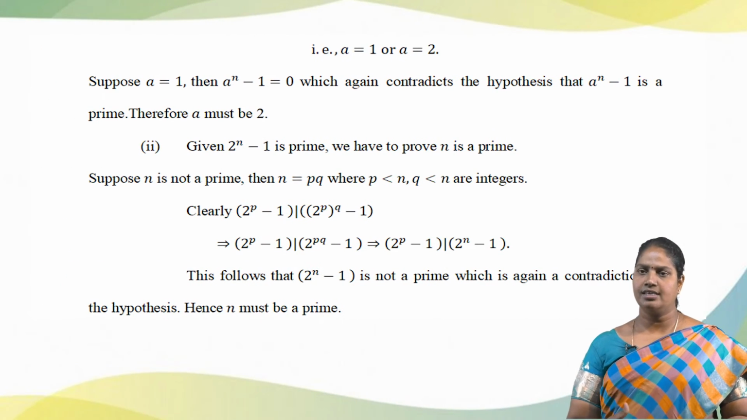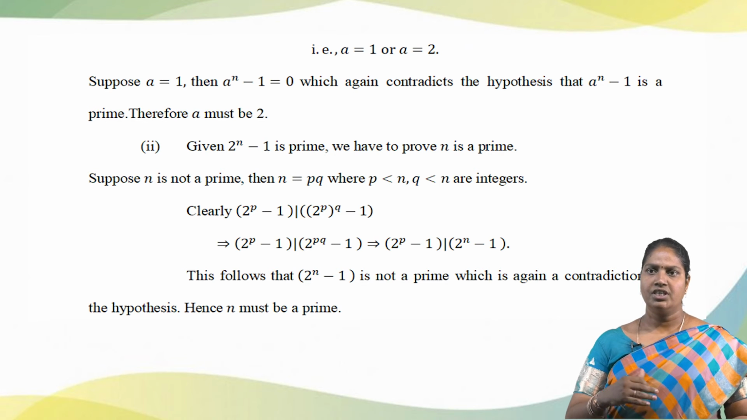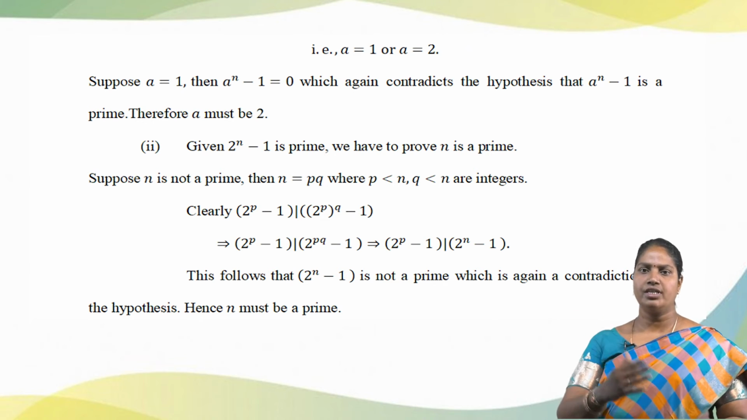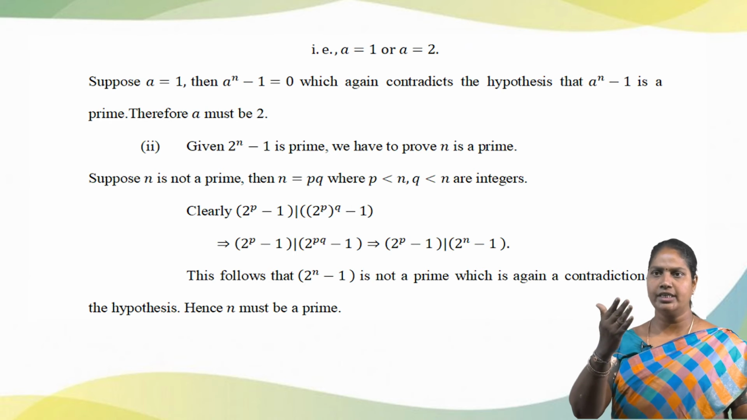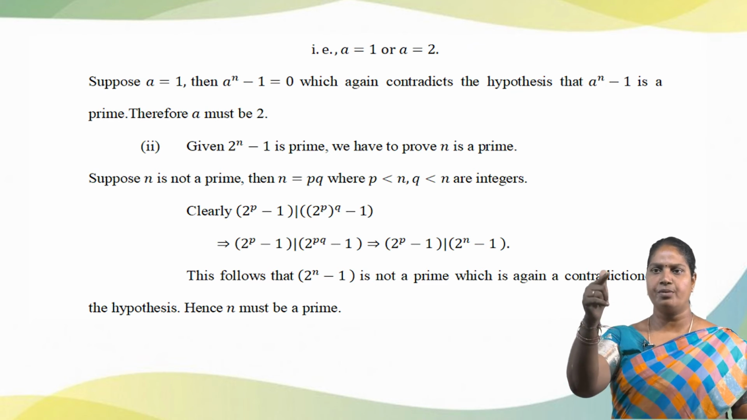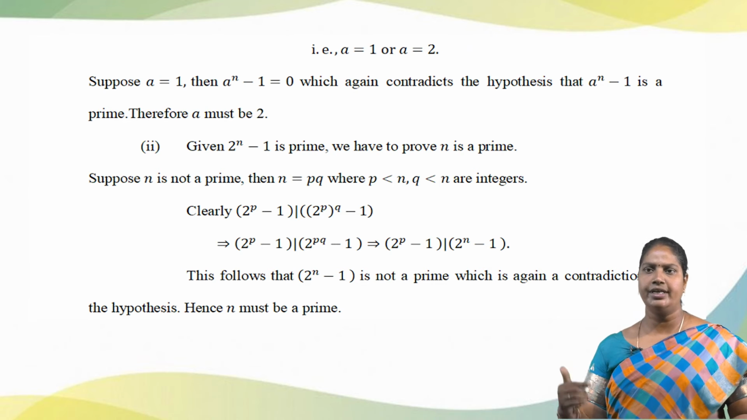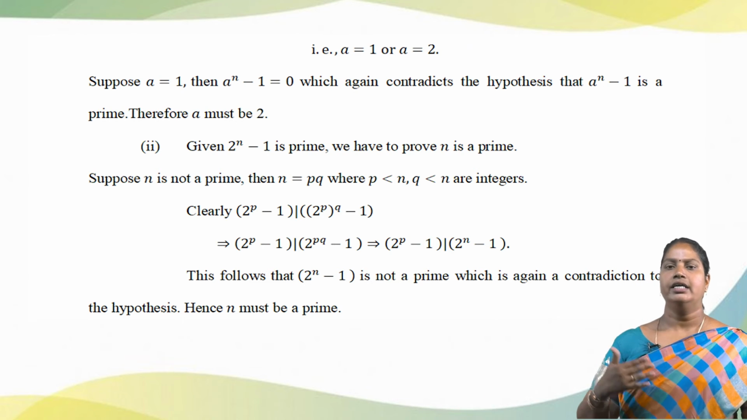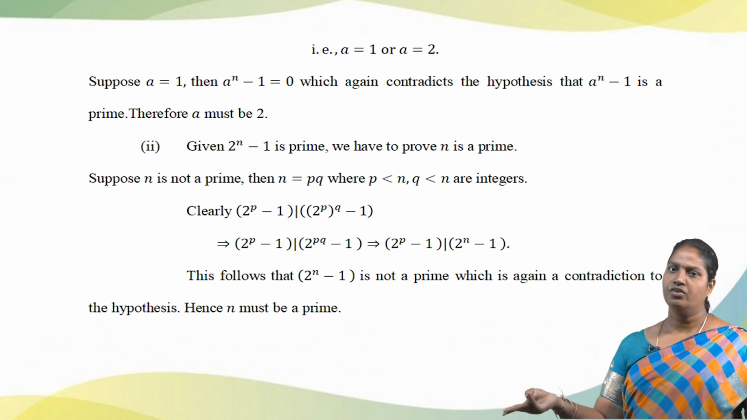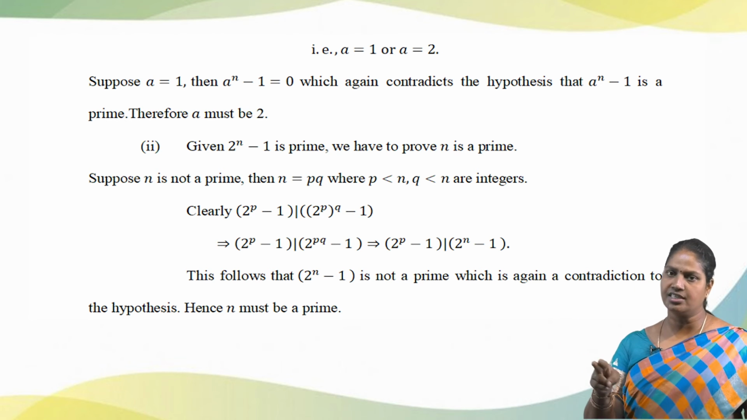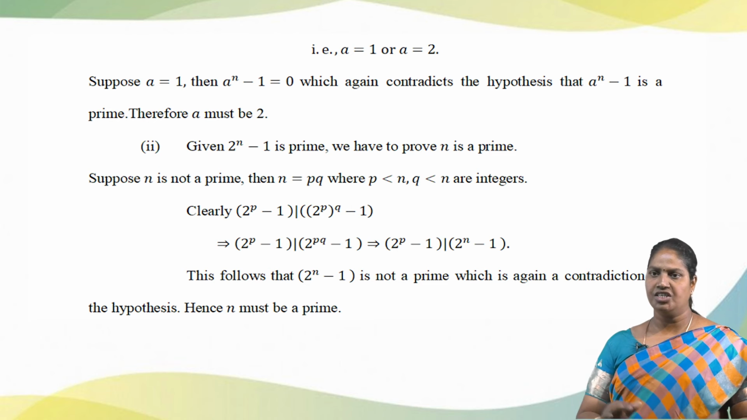And next our result is, if a power n minus 1 is prime, then n should be a prime number. So for that we are assuming that a power n minus 1 is prime. We already proved that a equal to 2. So that is 2 power n minus 1 is prime. Now we have to prove that n is prime. Suppose n is not a prime, then it is a composite number. It can be written as pq, where p and q are both greater than 1 and less than n, because they are divisors of n and they are integers.